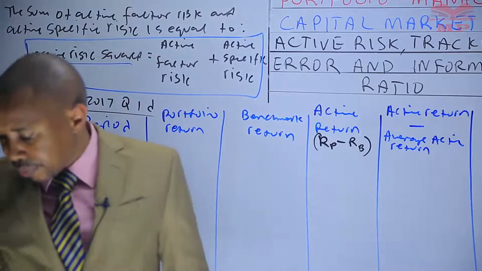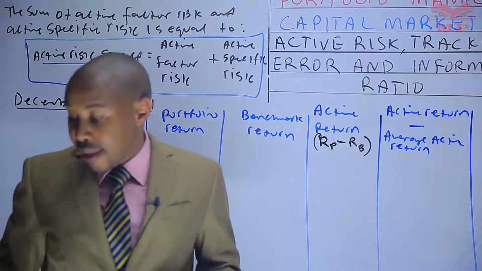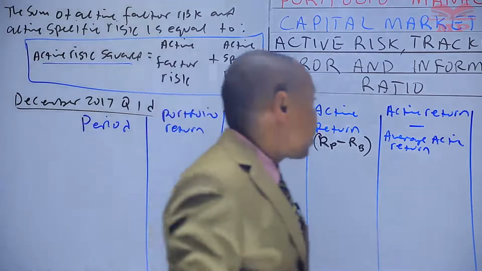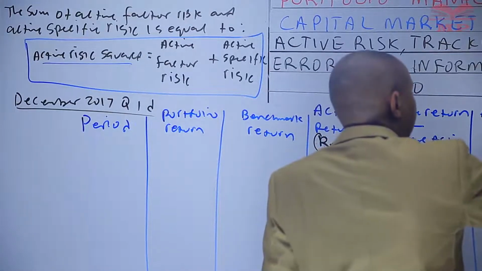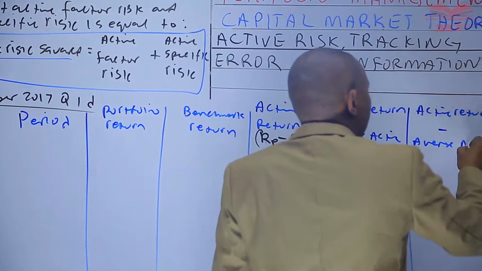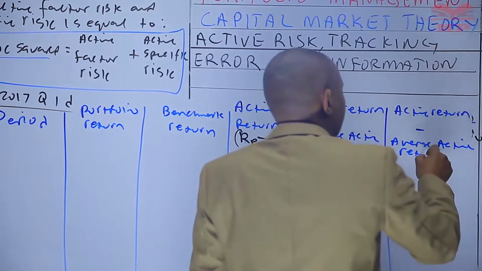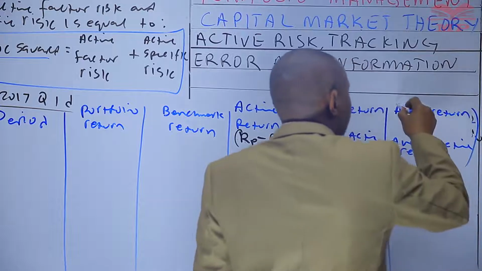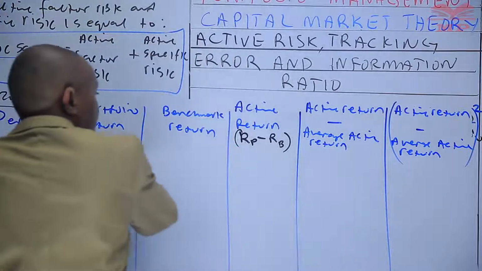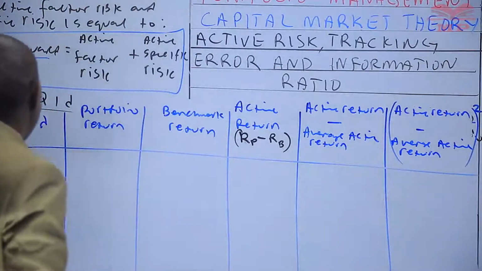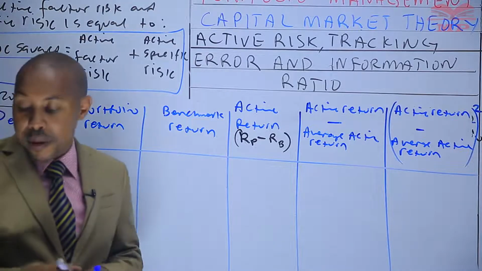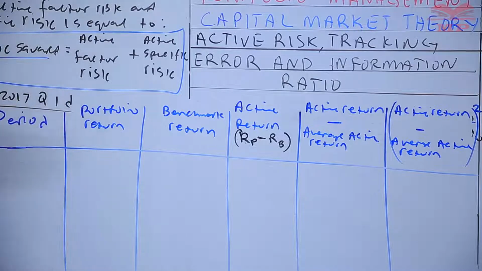Once we have that, we need to get the active return less the average active return, squared. So active return minus average active return, this should be squared like that. Putting it all together like that, we can then put in the period, ladies and gentlemen. So it's 2011 running through to 2016.